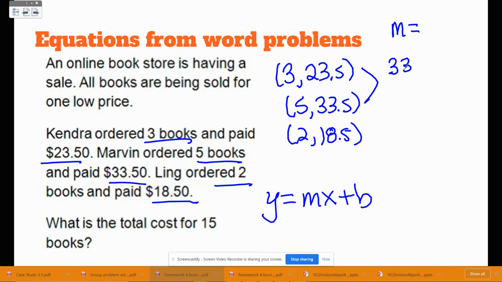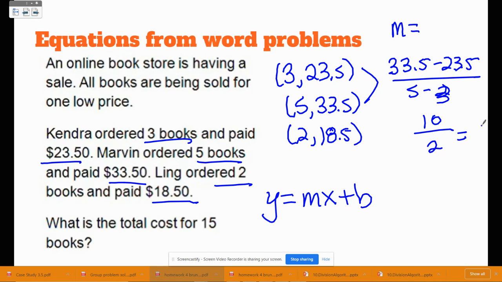The slope is going to be 33.5 minus 23.5 over 5 minus 3. That's 10 over 2, which is $5. So the slope is going to be $5 per book. Now, there must have been some sort of initial condition, I'm guessing, maybe a shipping fee or something like that. So let's see what's going to happen here. You can do point-slope. You can pick one of the points and plug it in and find the y-intercept. So let's do that.